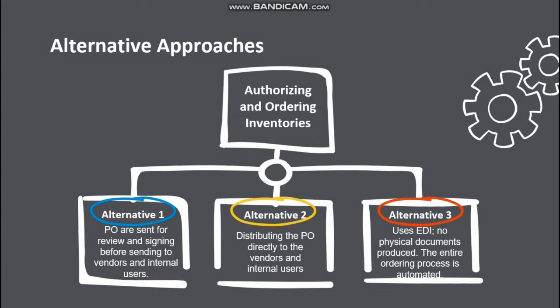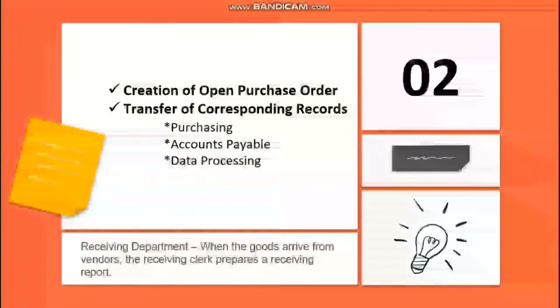In each of the 3 alternatives, the authorization and ordering steps in the process are consolidated and performed by a computer system. Now let's proceed to step 2. In step 2, the purchase order from step 1 is used to create an open purchase order record and to transfer the corresponding records in the open purchase requisition file to the closed purchase requisition file. When the goods arrive from vendors, the receiving clerk prepares a receiving report. Copies go to purchasing, accounts payable, and data processing.